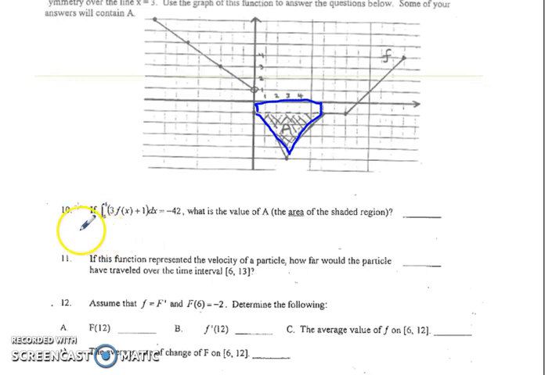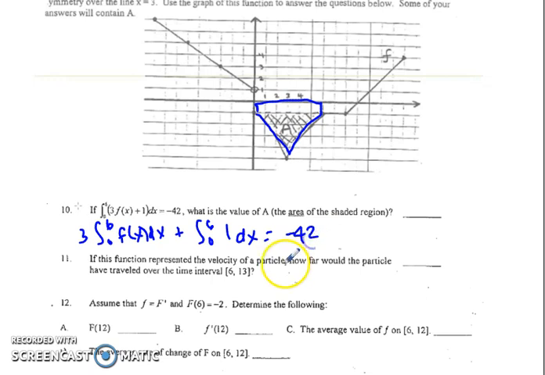So let's first split apart this integral using our properties of integration. So we have 3 times the integral from 0 to 6 of f of x dx plus the integral from 0 to 6 of 1 dx. That is negative 42. So this integral from 0 to 6 of 1 is a value of 6 because it's a y equals 1 graph from 0 to 6.